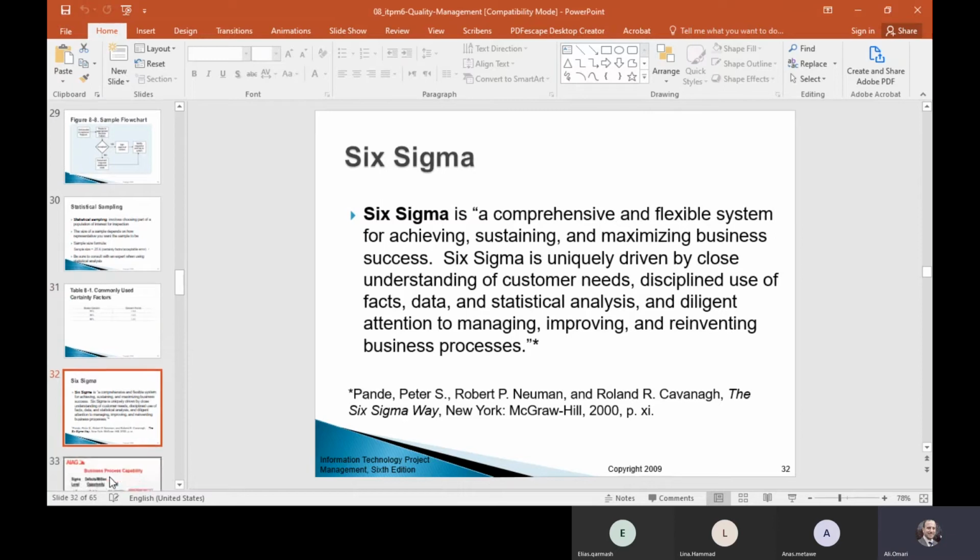Basically, it is a way to measure the quality of a project, and it is using the principles. The principle was developed by Bill Smith, Peter Pande, Robert Neuman, and Ronald Cavanagh back in the 2000s, and it's been used very widely.